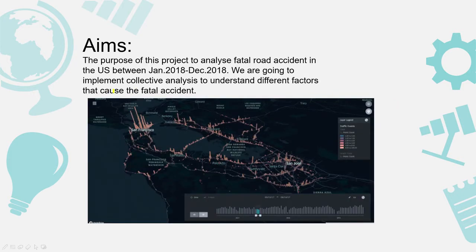This project is aiming to analyze the road traffic accidents that happened in a year in the US to discover and understand different factors that cause the accidents.